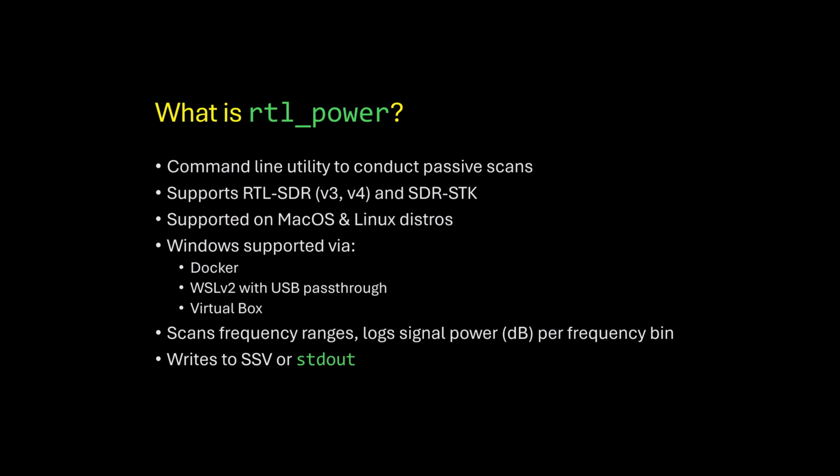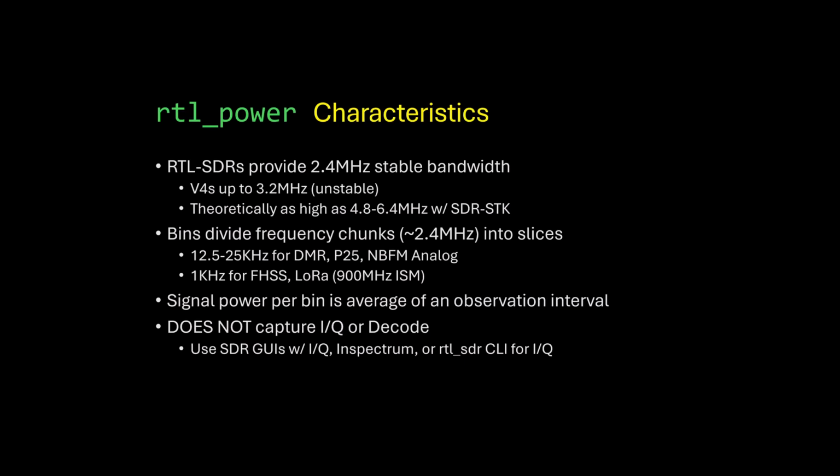Really, the long and short is it scans frequency ranges. It doesn't matter about the modulation. It's not a decoder. It's not a demodulator. It's not capturing raw IQ. And it just logs signal power per frequency bin. And a bin is a subsection of spectrum that you scan. And it writes it either to SSV, space separated value files, or to STD out, which is your standard output on the terminal, not the thing that you get from the prom queen.